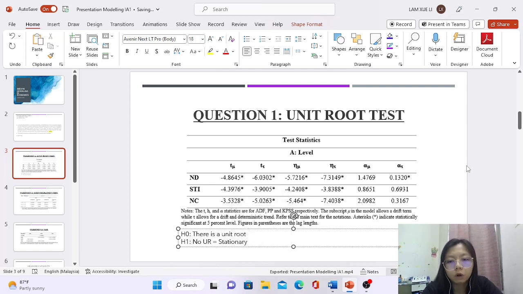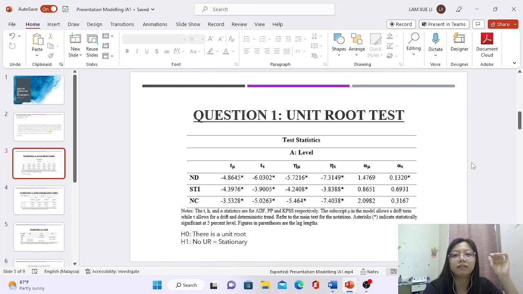But KPSS is different. The hypothesis of KPSS is reversed. The asterisk here means significant at the 5% level of significance. And if it is significant, then we reject the null hypothesis. As you can see, for ADF and PP, for both trend and intercept, the null is rejected.